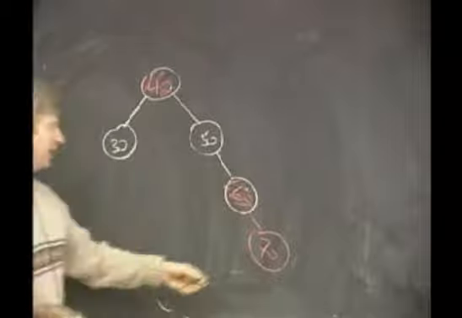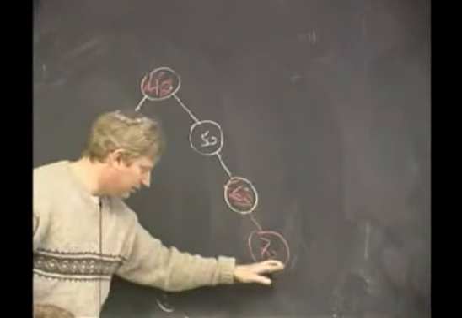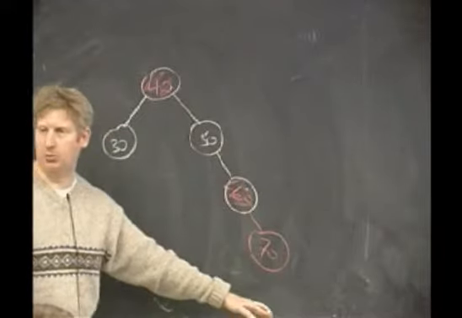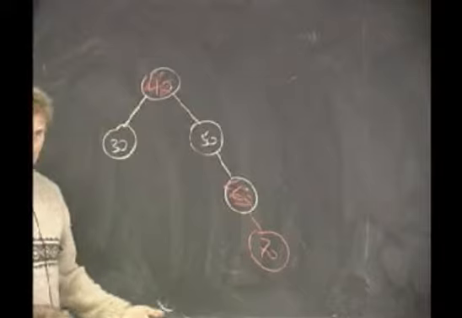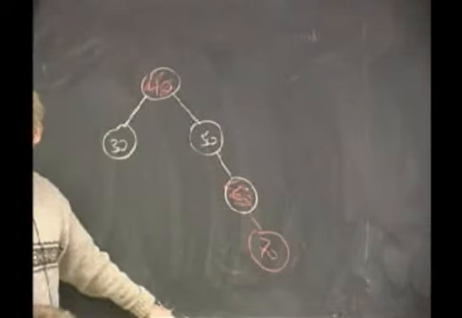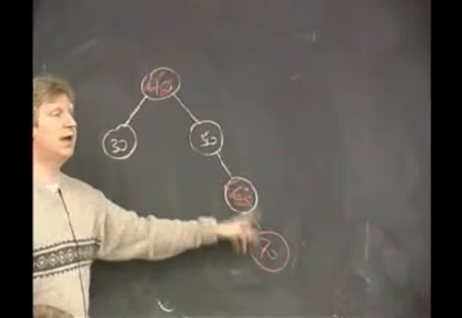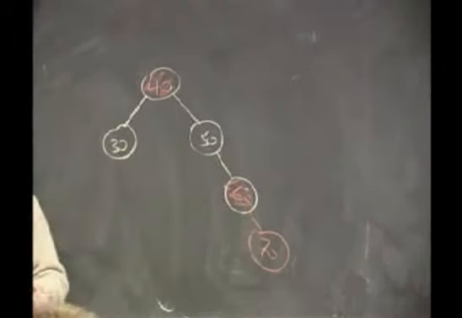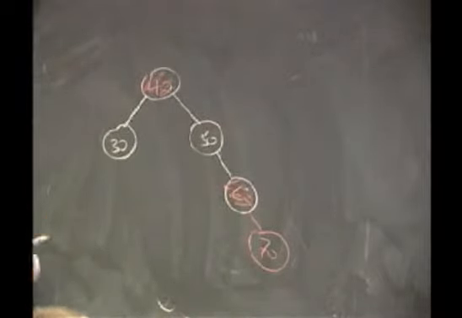Well, for one thing, at least it's red or black. For another thing, the nils are still all black. For another thing, the distances haven't changed because we haven't introduced any new black ones. The only thing that can go wrong is that if you had a red one here, now you've got a red parent of a red child. Everybody with me? That's the only thing that goes wrong with red-black insertion. And that's what we have to fix.